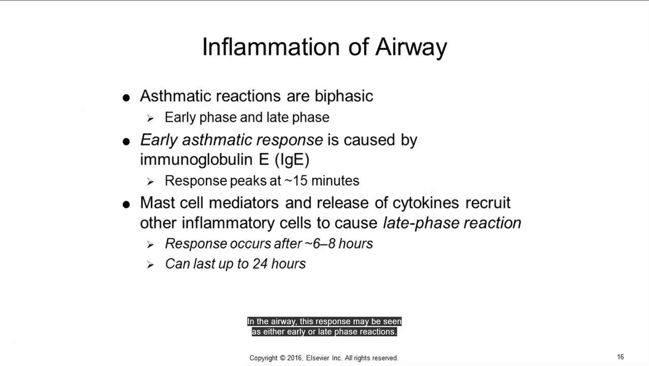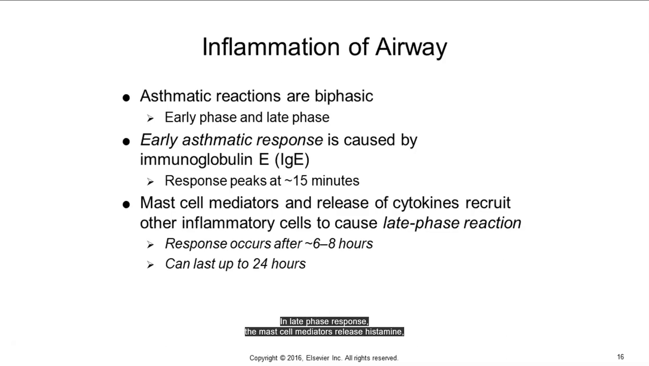In the airway, this response may be seen as either early or late phase reactions. For early phase asthmatic reactions, we see increased immunoglobulin E response, IgE. This first phase response is usually bronchoconstriction as a protective response to prevent the invader from moving into the lower airway or alveoli. This is where our bronchodilators are of most use.